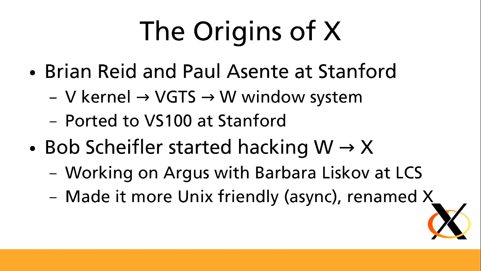Okay, so where does X come from? Remember 1984? That was the year the Macintosh, the original Macintosh, was released. It had a 512 by 380 some pixel monochrome screen.